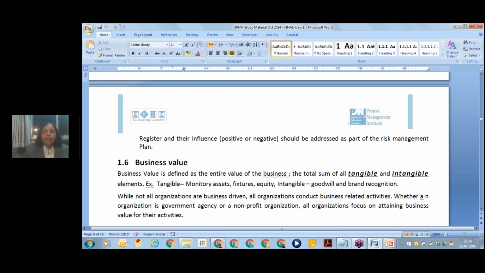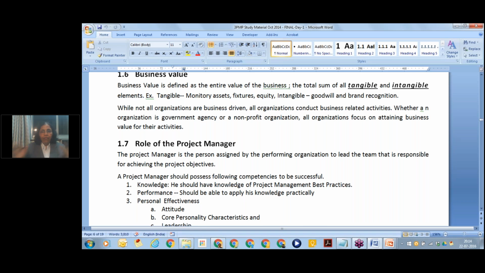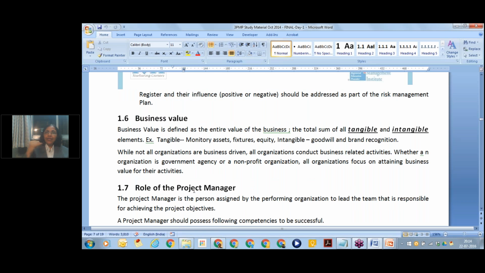Now, what is business value? It is the value of your entire organization, whatever physical assets they have, tangible, physical, countable assets. What are countable assets? The building if they have, the furniture, fixtures, equities, their investments, everything is called their tangible assets. Besides that, their reputation, their brand value. These are abstract things, but these are also taken into consideration when you think about the business value of an organization.